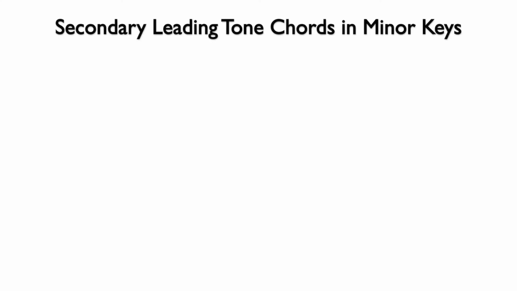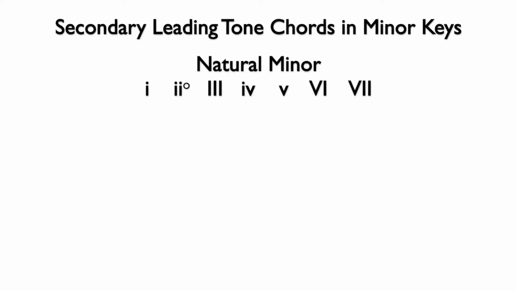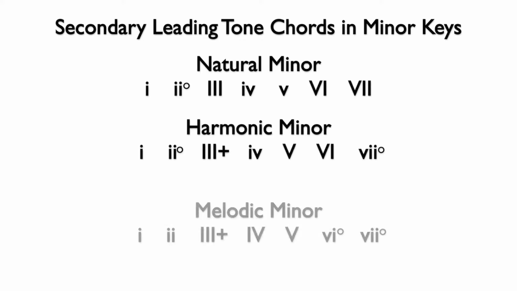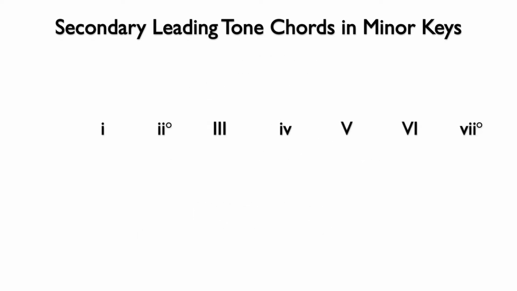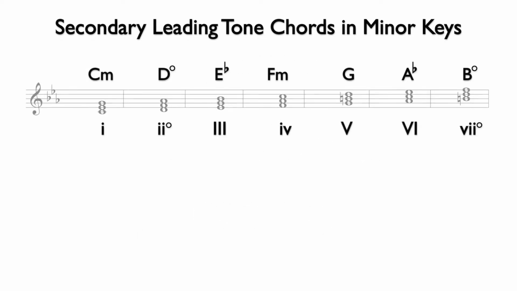In this video, we will explore the use of secondary leading tone chords in minor keys. As we've discussed in previous lessons, there are a greater number of chord possibilities in minor keys because of the natural, harmonic, and melodic minor scales. Here are the Roman numerals for the most common triads in minor. Here are those chords notated in the key of C minor.